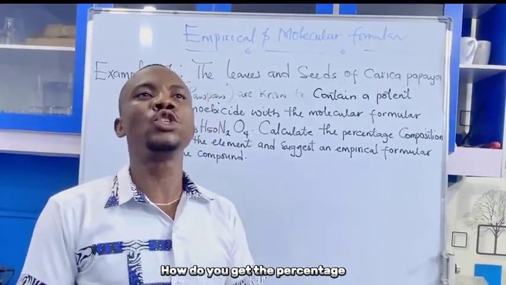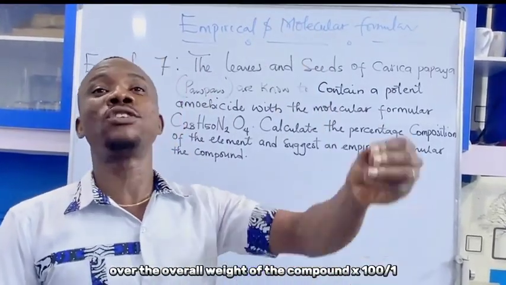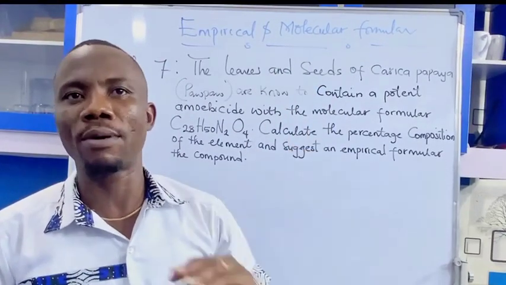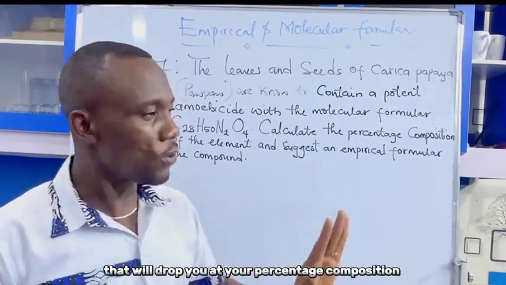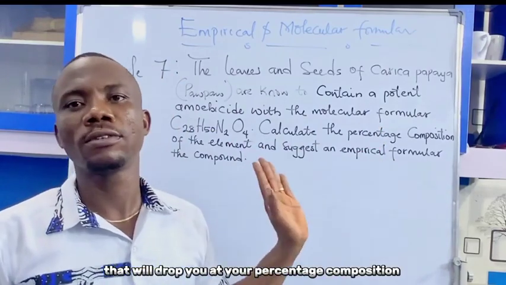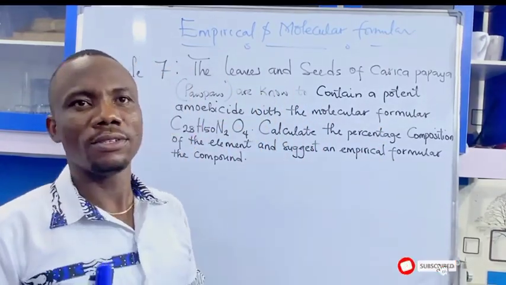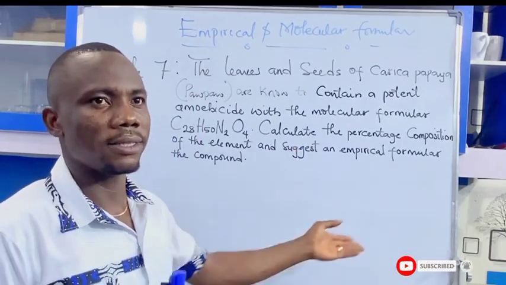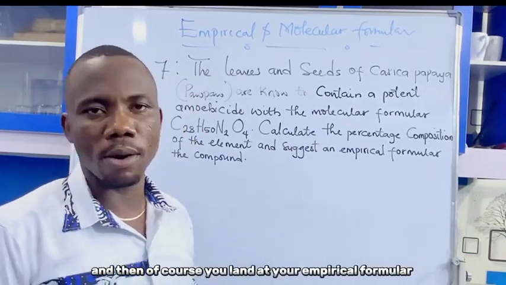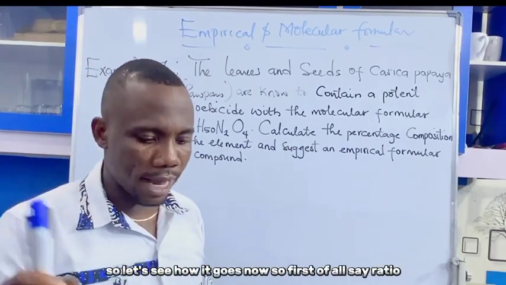How do you get the percentage? The weight of the element over the overall weight of the compound times 100/1. That will drop you at your percentage composition. And when you arrive there, of course, get your ratio back. And then, of course, you land at your empirical formula. And so, let's see how it goes now.